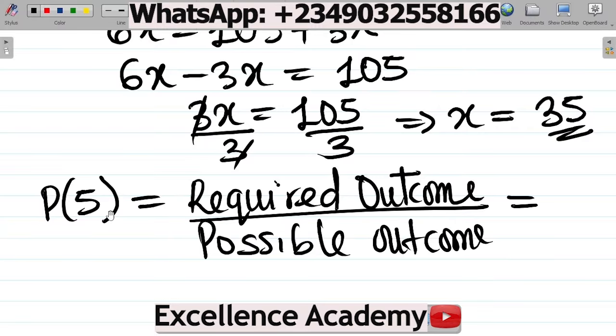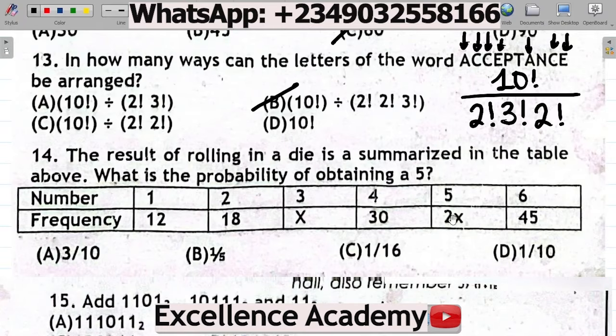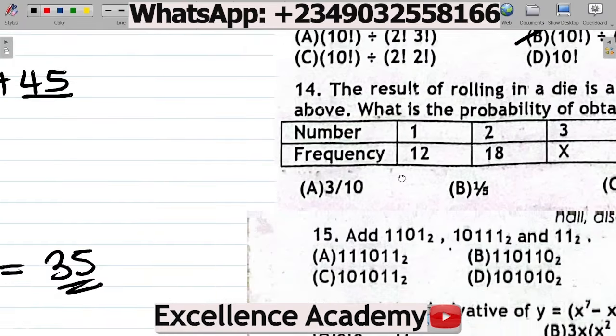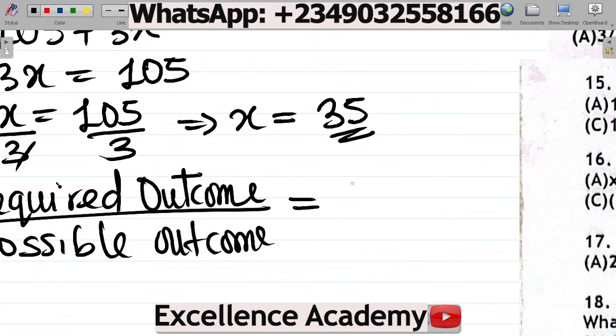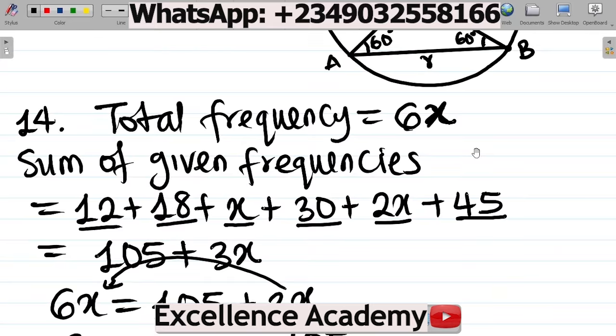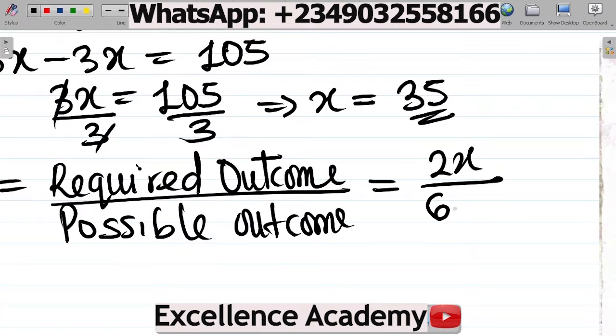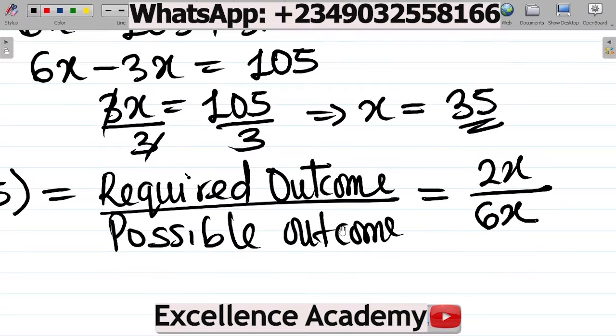What's the required outcome? They said 5. Under 5, the value is 2x. So the required outcome, the frequency there, is 2x. All over, what's the possible outcome? We've seen that the possible outcome there is actually 6x, which is the total frequency. That becomes 6x.